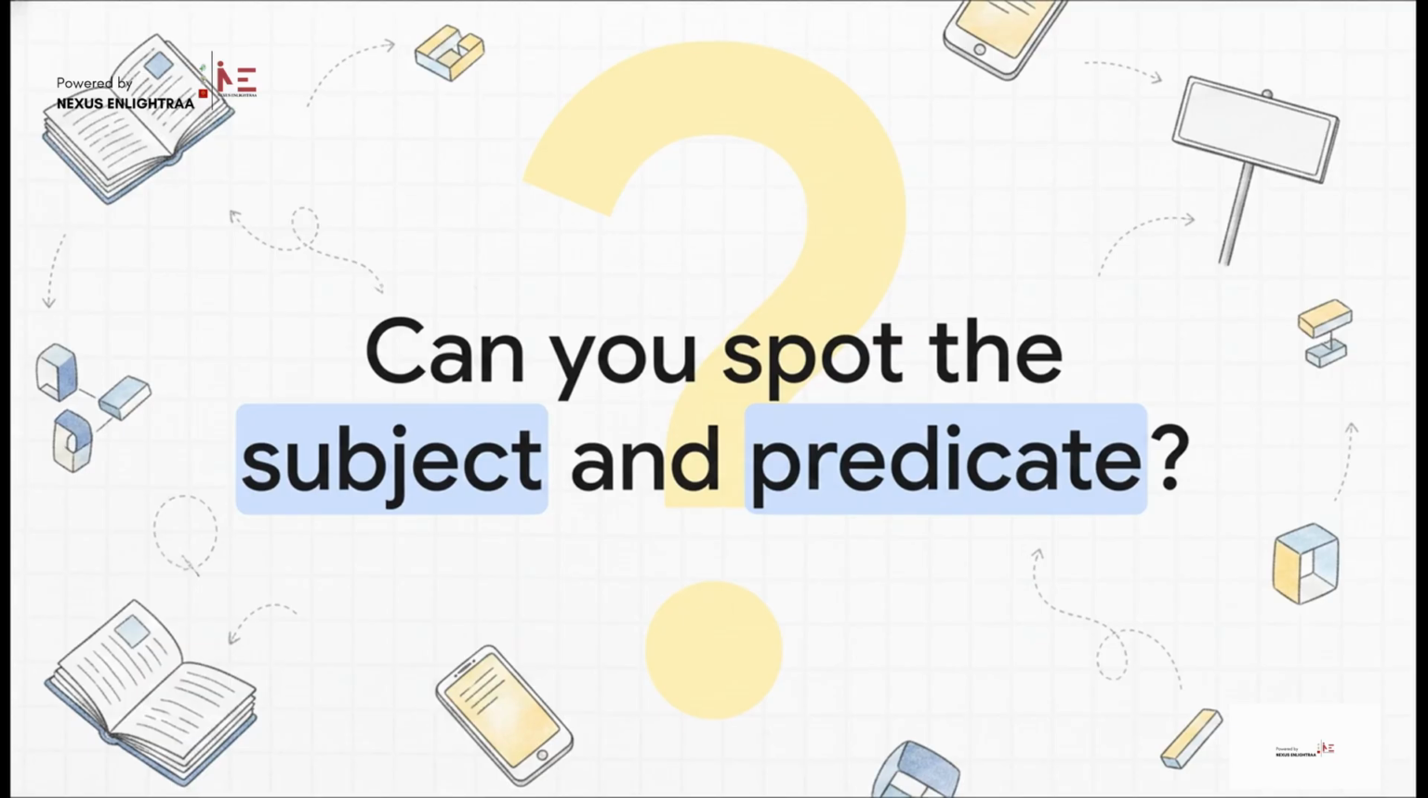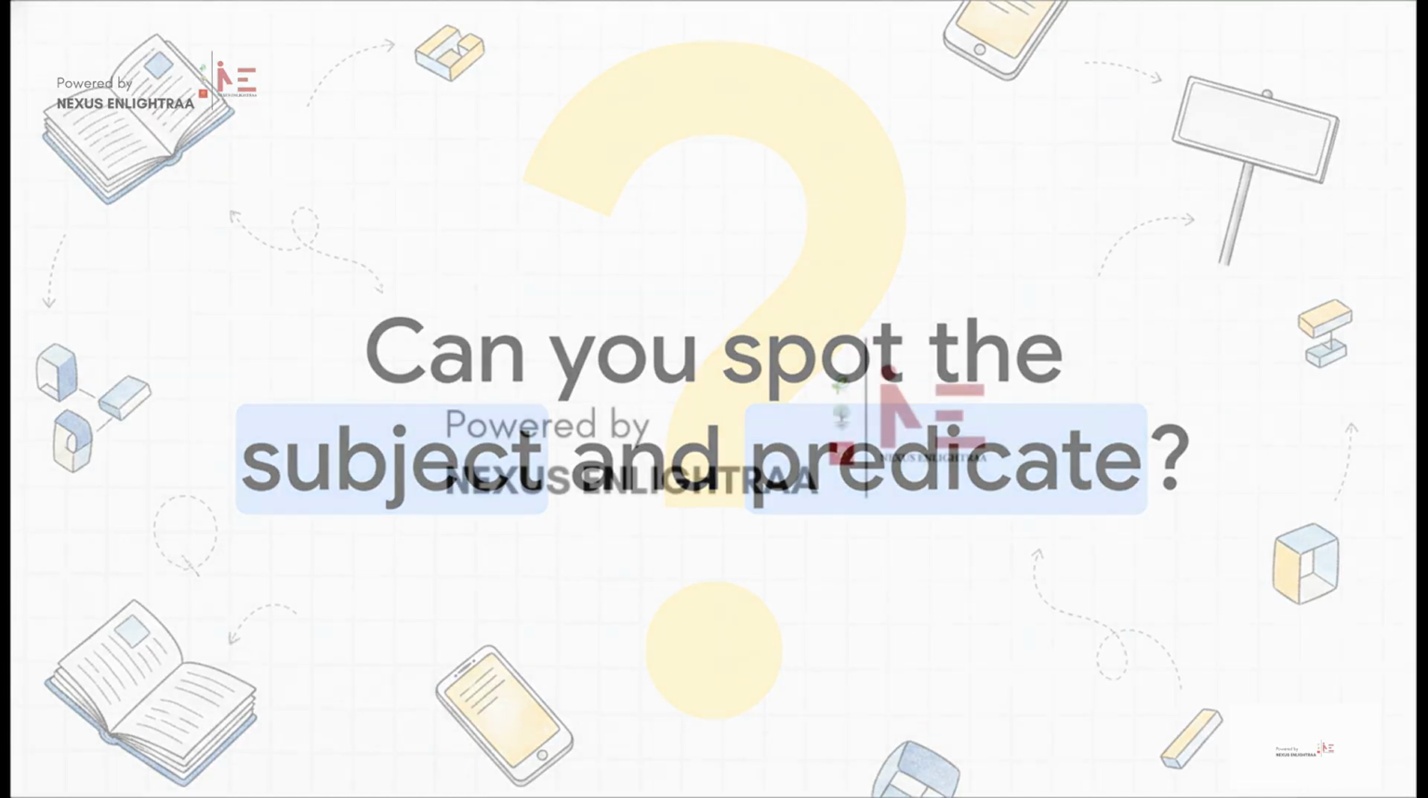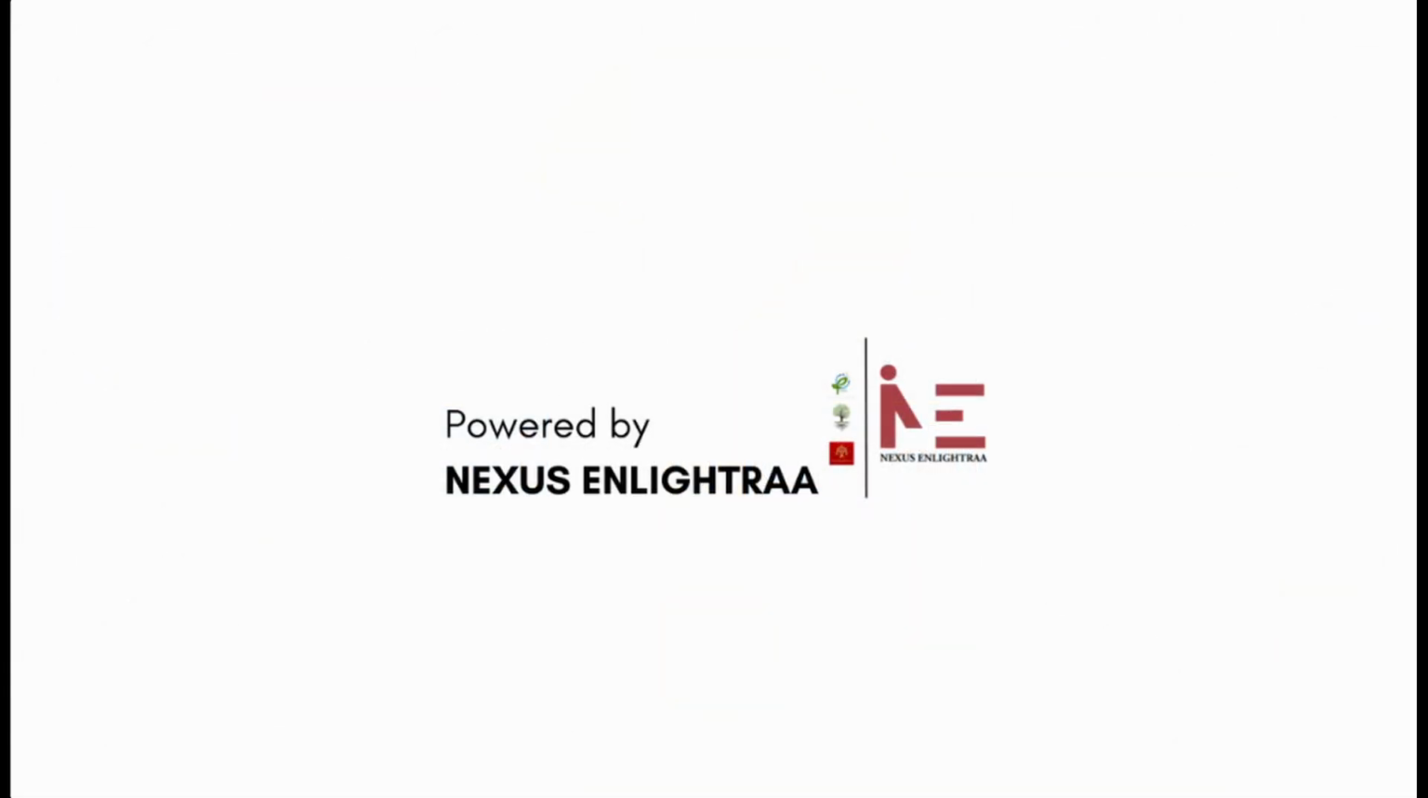We have definitely covered a lot today, right from simple subjects all the way up to complex objects. Now that you know the hidden formula behind how English works, I challenge you. Take a look at the very next sentence you read today. Can you spot the building blocks? Can you find the subject and the predicate? Give it a try. Thanks so much for joining me for this explainer, and happy reading.